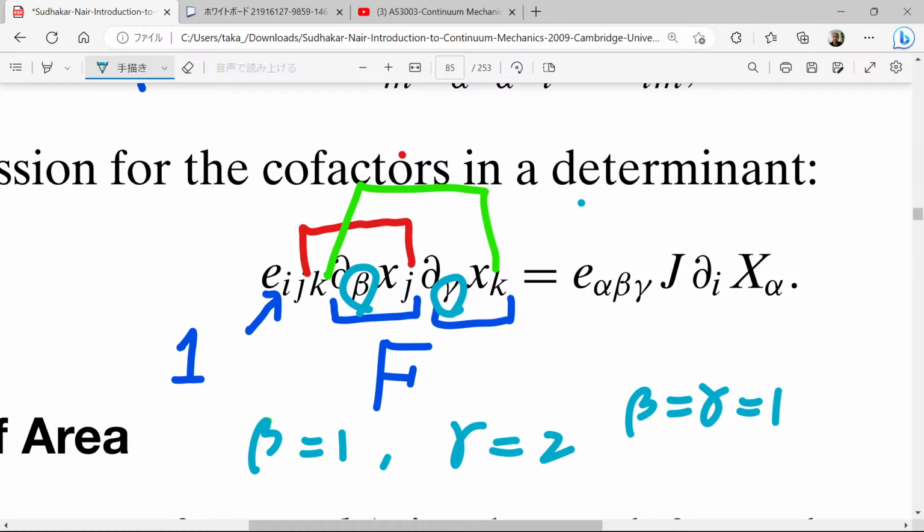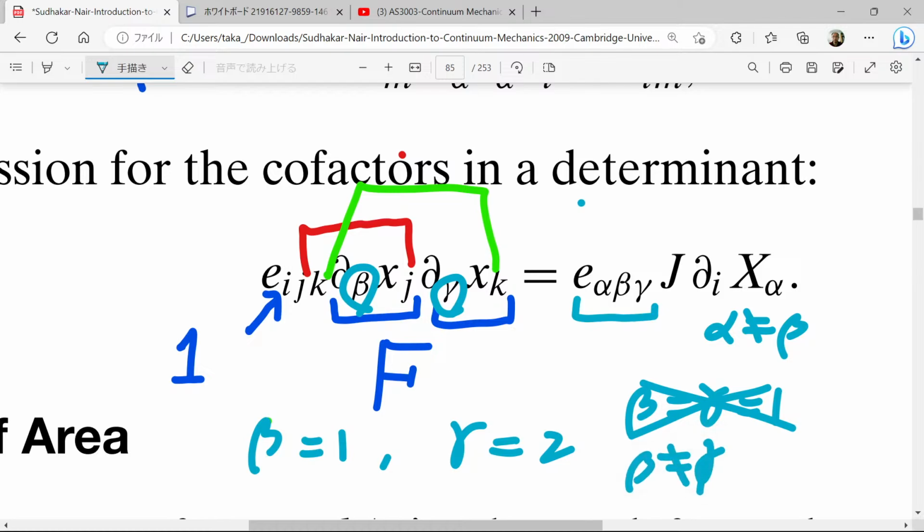But from this side, if I look at the right hand side, we cannot choose this, because alpha has to be different from beta. Sorry, beta has to be different from gamma. Alpha has to be different from gamma. From the right hand side. But the left hand side, I don't know if I choose.